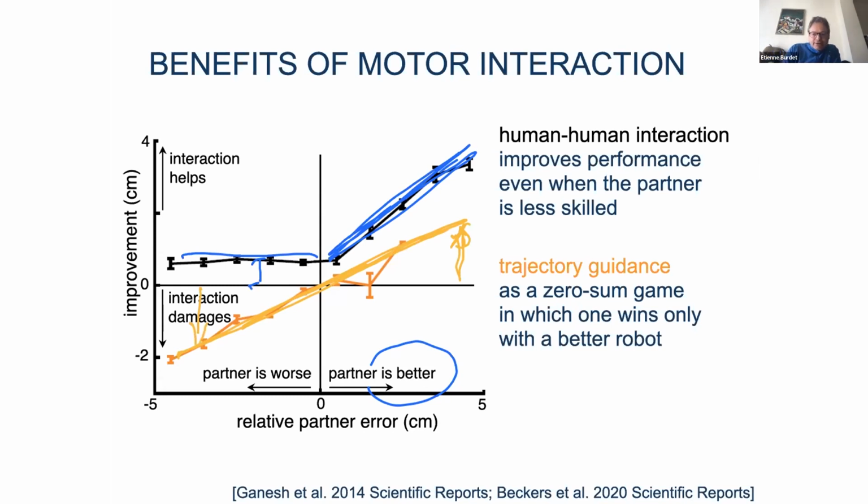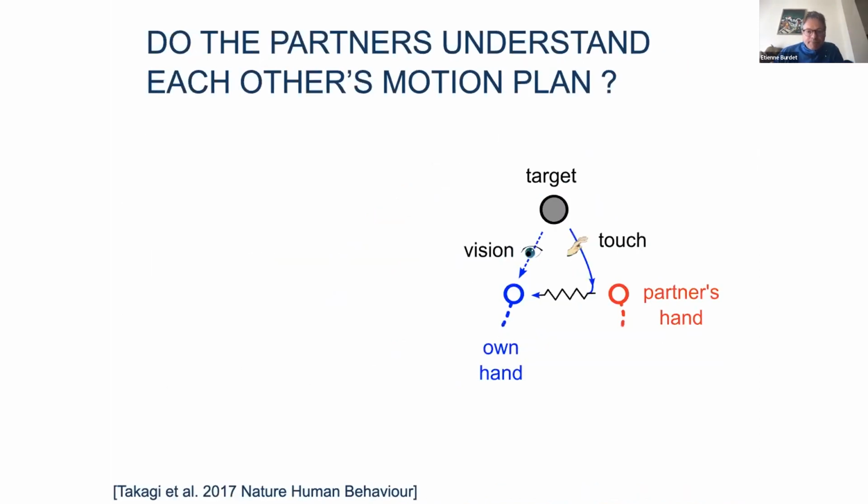Okay, so we wanted to understand why humans can win by doing the task together. We tried several models, but the model that is winning is a kind of crazy idea. I have my vision, and I also have haptic sensing with a partner. From the haptic sensing, I become able to understand what the target is for the partner. So it's like I have my eyes, but I also have the eyes of the partner, and I can use these two pairs of eyes to better track the target.